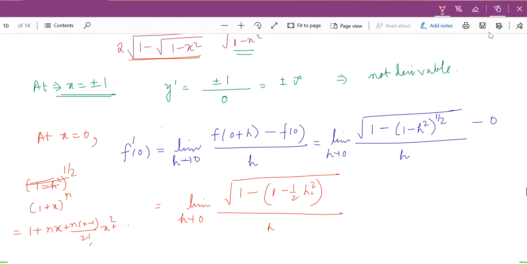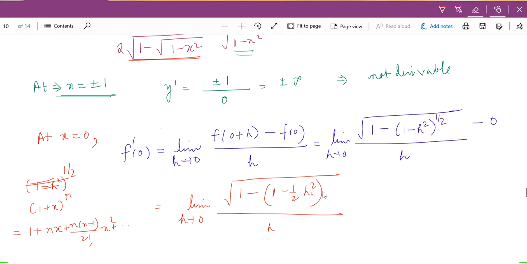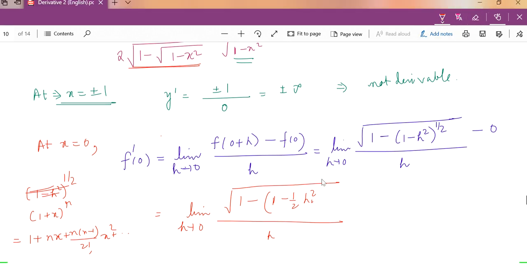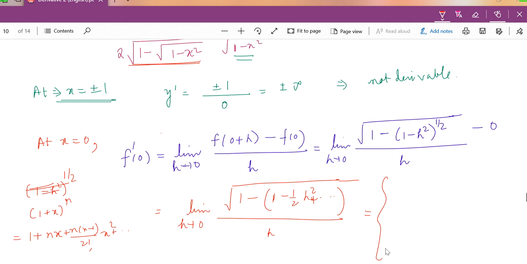I did not write the other terms, because my h is going to 0, and even if I write them, they will all go to 0. Since in the denominator I just have a linear term, on the top I want at most a square. Now what do you get here? Now let's separate them, because I want to see if I am approaching h from the positive side. You see this gets cancelled, and this is root 1 by 2 h square.